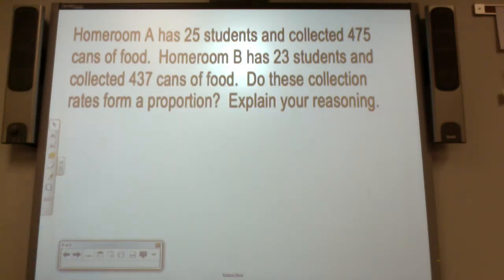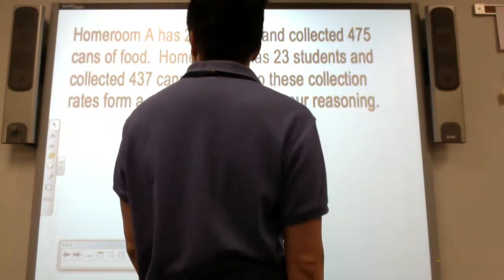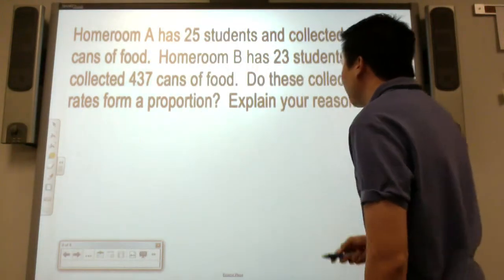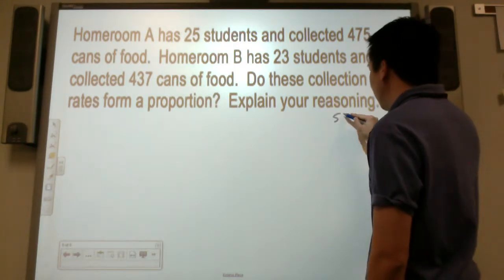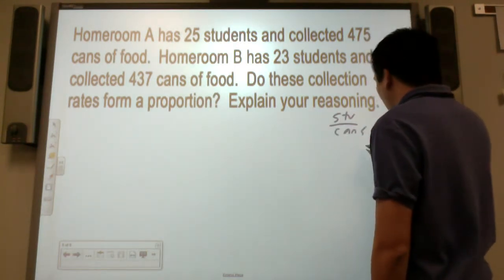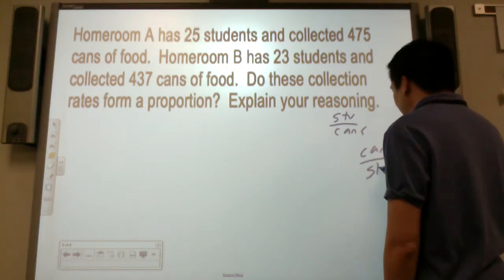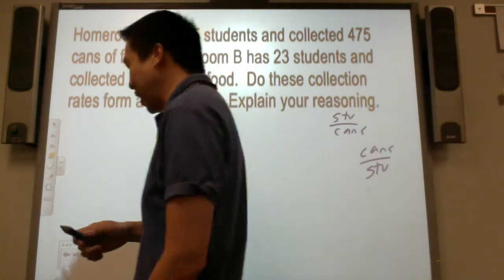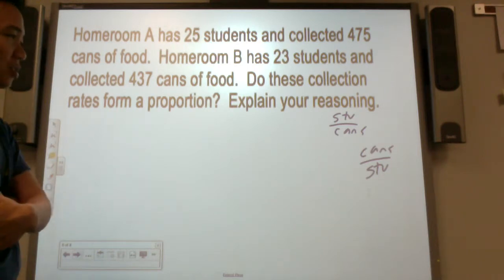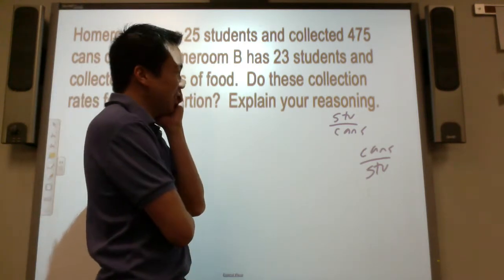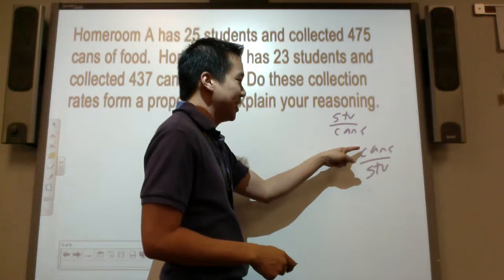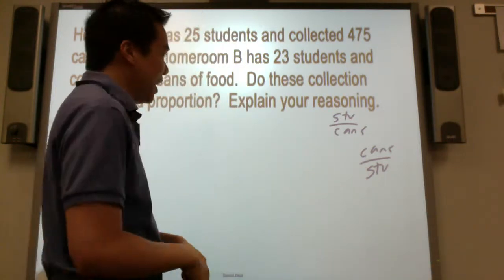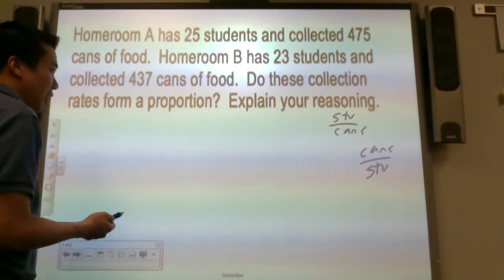Homeroom A has 25 students that collected 475 cans of food. Good for them. Homeroom B has 23 students that collected 437 cans of food. Do these collection rates form a proportion? Explain the reasoning. So it's up to you. Do you want to write the rates as students over cans, or cans over students? It really does not matter to me one way or the other. You want to find how many students per can? Actually, that's kind of weird. Or how many cans collected per student? I think cans per student sounds better.